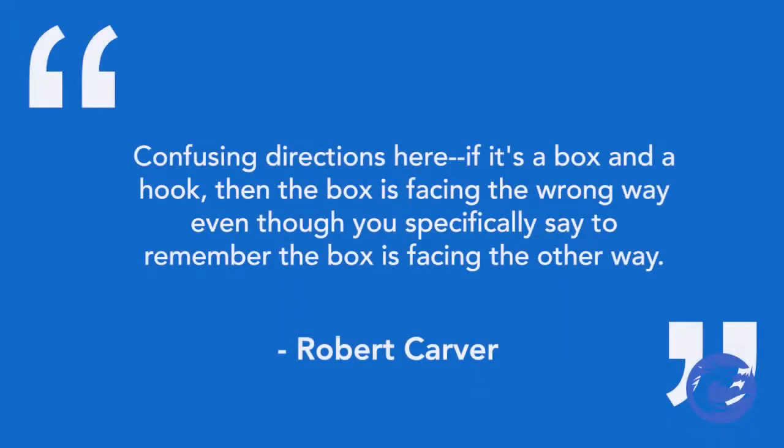And Robert says, confusing directions here. If it's a box and a hook, then the box is facing the wrong way, even though you specifically say to remember the box is facing the other way. And this is just, I clarified this in the text of the lesson, but whether or not the empty space of the 3-sided square is facing left or right, what we're just saying is that try to imagine in your mind that the open part of the box is facing either left or right based on what it actually is in the character. We weren't trying to say it's always one way or the other. So sometimes a prop might switch positions like that.